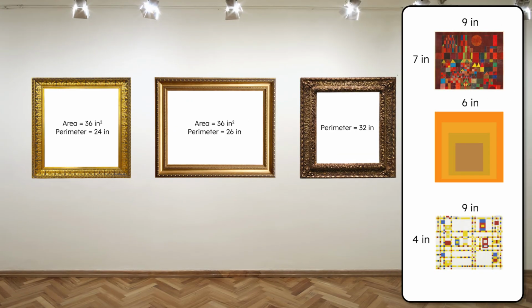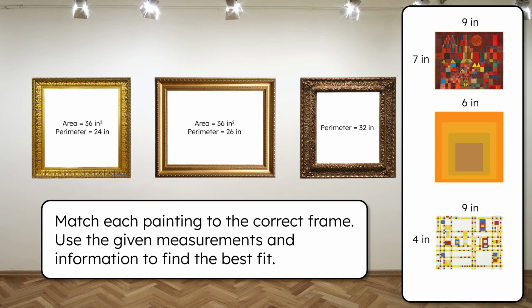Now that we've sharpened our skills with perimeter and area, it's time to get to work on the gallery. Use what you've learned about perimeter, area, and missing side lengths to match each painting to the correct frame. Use the given measurements and information to find the best fit. Pause here to record your thinking.